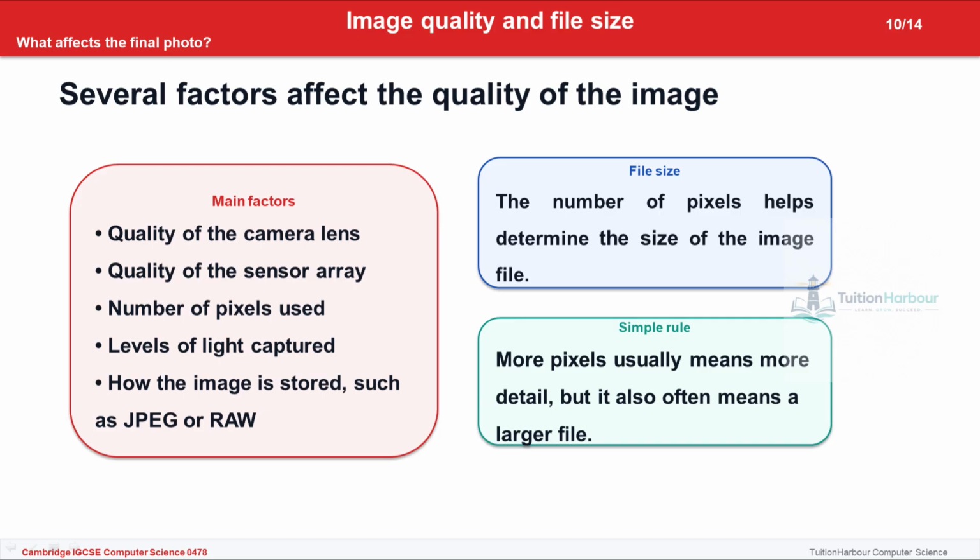Image quality and file size. Image quality depends on the lens, sensor quality, number of pixels, light levels, and file format. More pixels can provide more detail, but they also create larger image files.